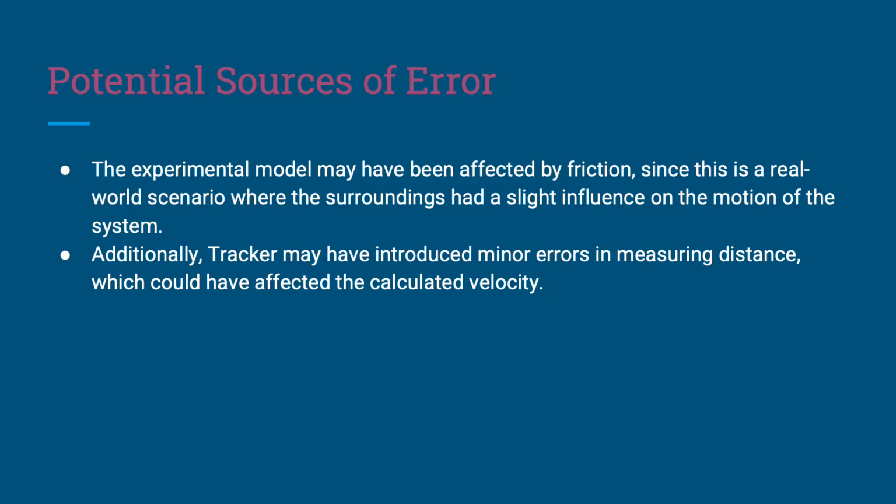Like any experiment, this one had potential sources of error. Friction, although small, could have affected the real ball. Tracker also is not perfect. Marking the ball's position frame by frame can lead to small errors in distance and velocity. These two factors likely explain why the experimental and computational data weren't identical.